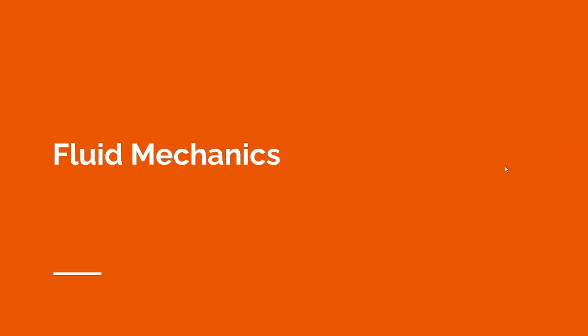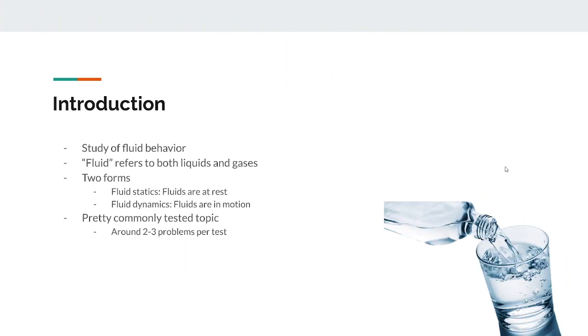Alright, so fluid mechanics, right? Fluid mechanics is just the study of the behavior of fluids, which refers to both liquids and gases. And so there are two forms of fluid mechanics: fluid statics and fluid dynamics. As you can see on the screen, the difference is that for fluid statics, fluids are at rest, and for fluid dynamics, fluids are in motion, like maybe in a hose or being pumped.